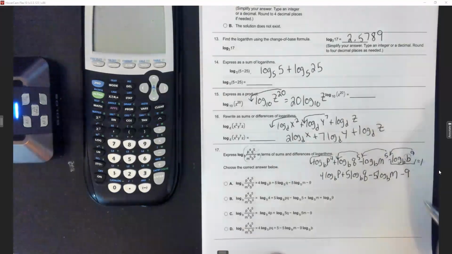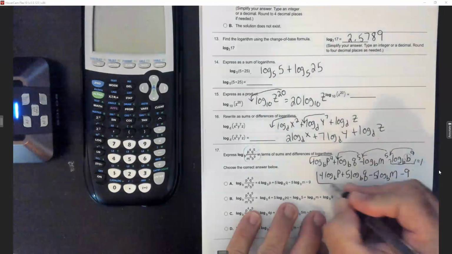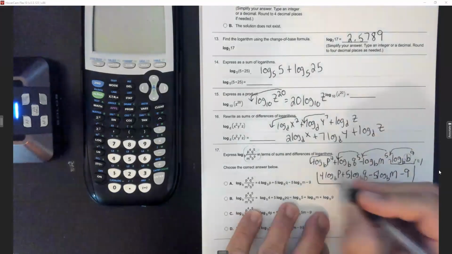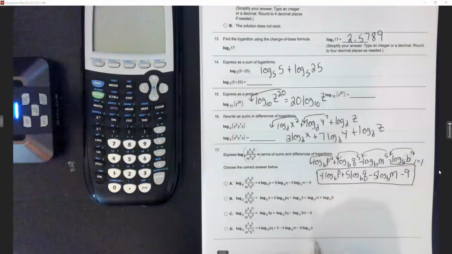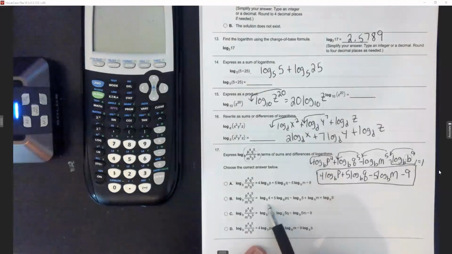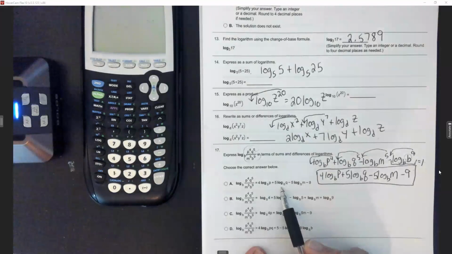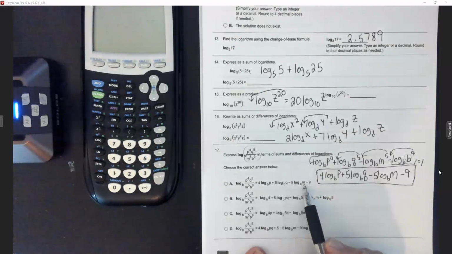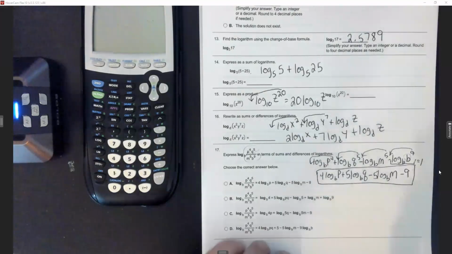So this is what we want right here on MathLab, and actually they gave me the answers here, so let's see. 4 log B of P. That's wrong because they got that backwards. That's wrong. So the only one that had the first term right was this one. So everything else must be right, right? 5 log B of Q minus 5 log B of M. And then here's my minus 9, like we said, okay? All right, moving on.